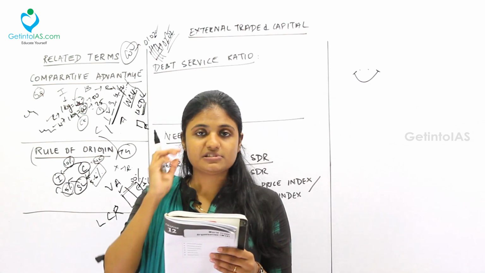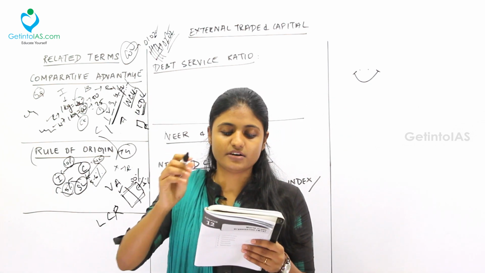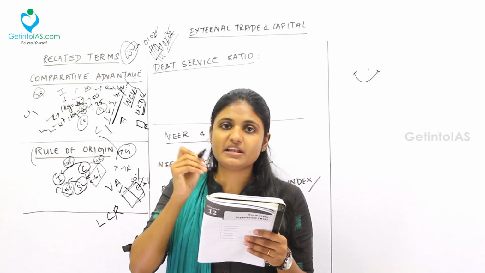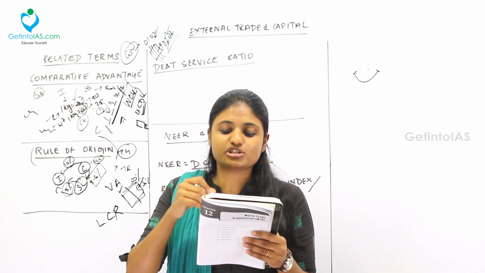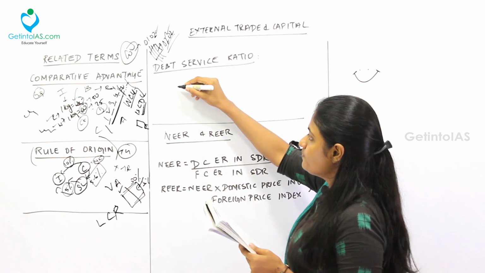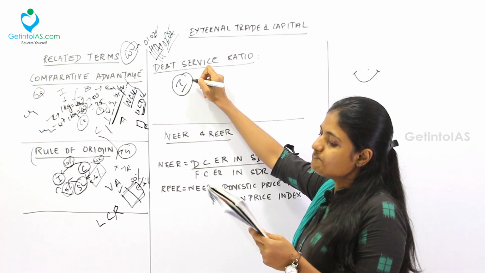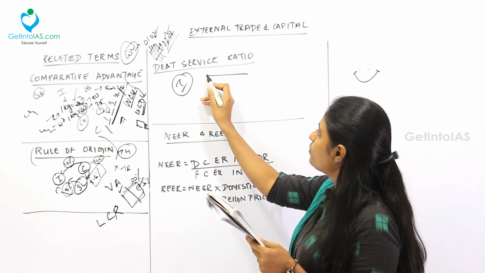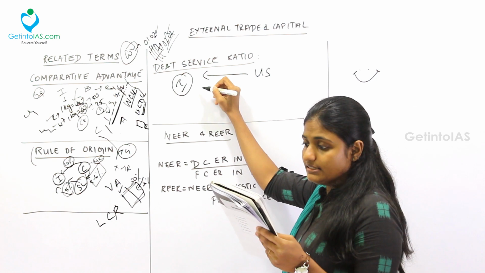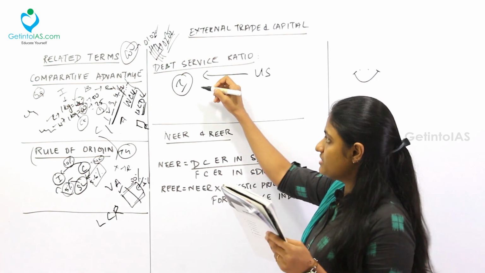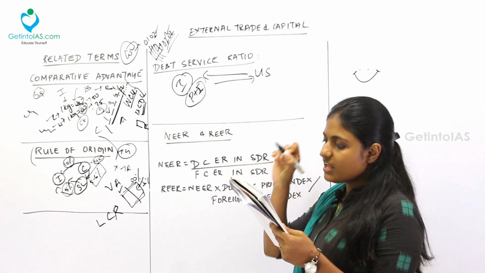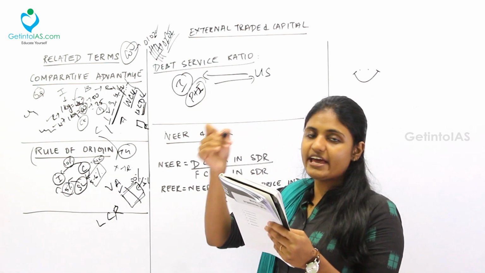Next, coming to the debt service ratio. What is called as debt service ratio? The amount of a country's debt service, repayment of principal and interest, as a ratio of its total export earnings is called as debt service ratio. See, for example, India. Okay, India is here. We have a debt, right? We are getting loan from some other country, take US. So we are getting the debt, right? So under this, the amount of country's debt service, that is the principal plus interest I should pay back to US, right? This as a ratio of its total export earnings.